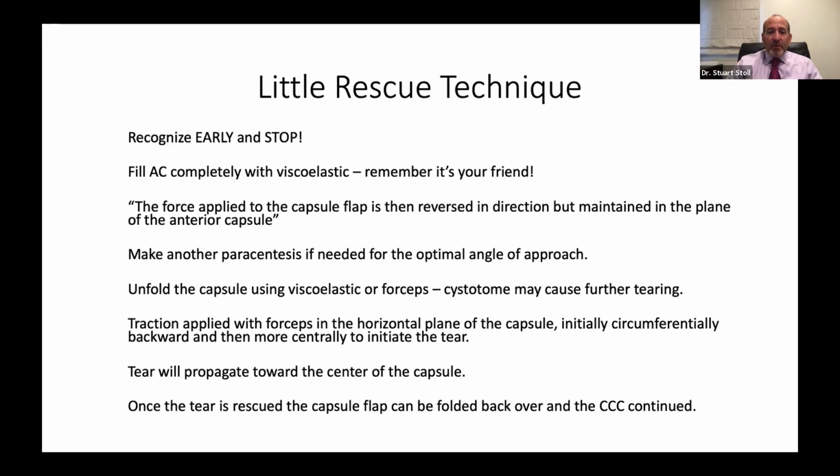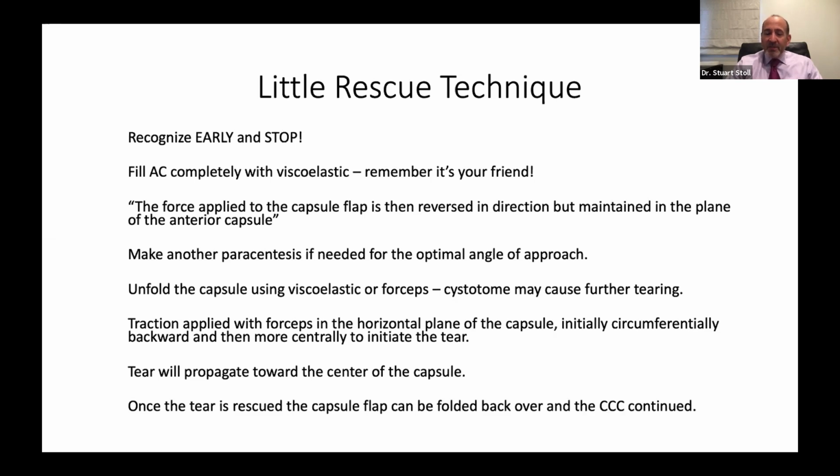It means we're going to pull in the opposite direction, but we're not lifting up on the capsule. We're staying in the same plane of the anterior capsule. If you need to, make another paracentesis for optimal angle of approach. Unfold the capsule using viscoelastic or forceps. Don't use a cystotome. You might cause further tearing. And you're going to apply traction in that horizontal plane of the capsule, initially circumferentially backwards. So it's exactly the opposite direction that you would normally be going.